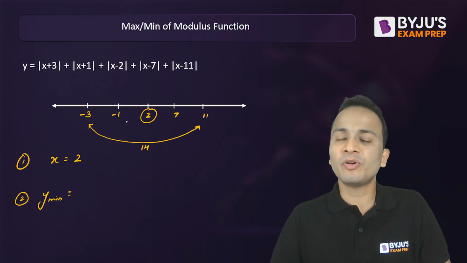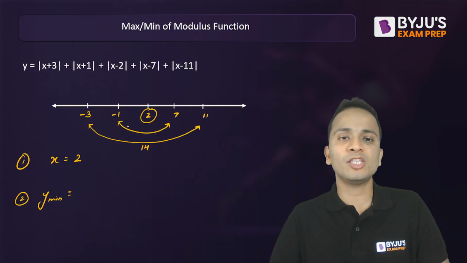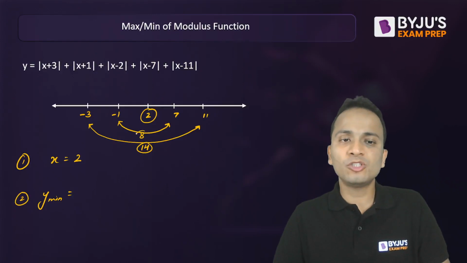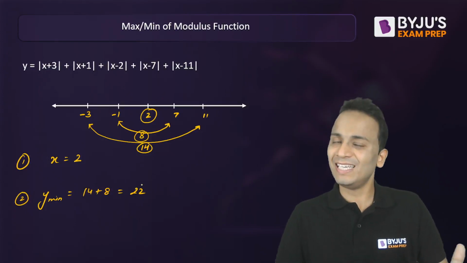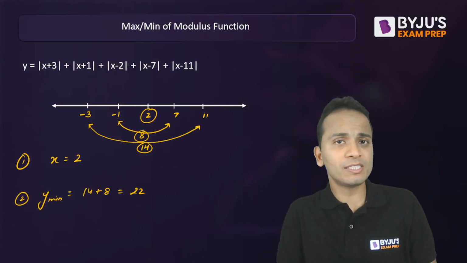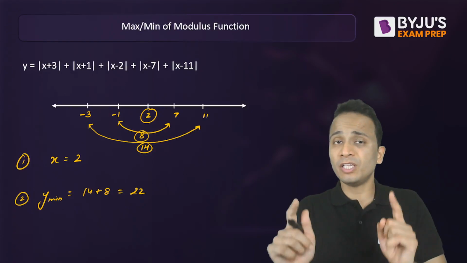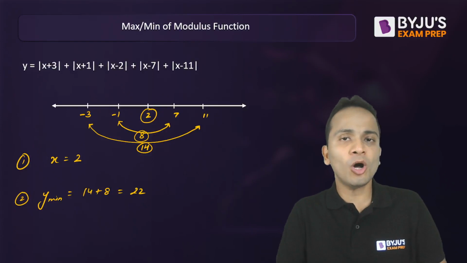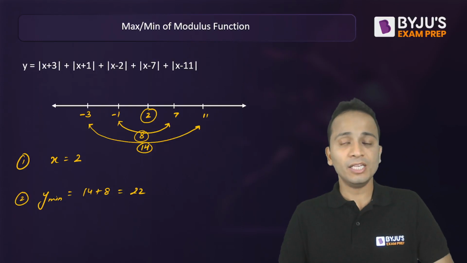Then calculate the distance between the next two extreme points, minus 1 and 7. The distance is 8. Now take the sum of these two numbers. 14 plus 8, that is equal to 22, will be the minimum value of this expression. Easy, right? If you have 7 modulus signs, then again you can repeat the same procedure. You'll have to find out the distance between the two extreme points, then the next two, and then the next two. Then you can add all these 3 distances and you will attain the minimum value of the expression. Okay, so that was part number 1.